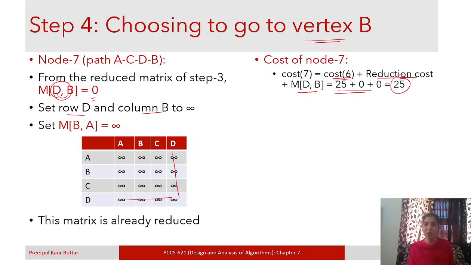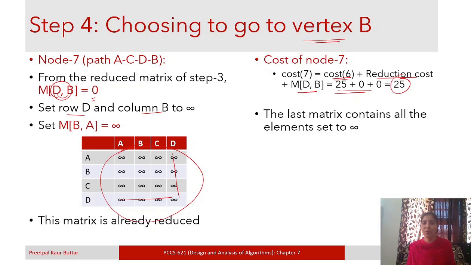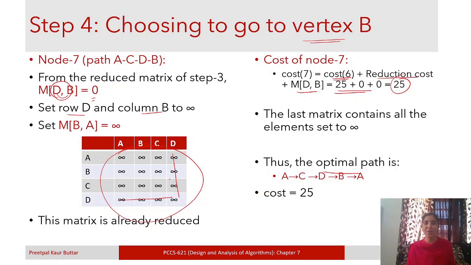So this is the overall cost of the traveling salesperson problem. If you want to confirm yourself whether you have done all the calculations correctly in this traveling salesperson problem, then you can look at the last matrix. The last matrix should contain all the values, all the cells set to infinity, like this, right? So it means we have done it right, and the optimal path is A to C to D to B to A, and the cost is 25. Right? So this is all about the traveling salesperson problem using branch and bound.